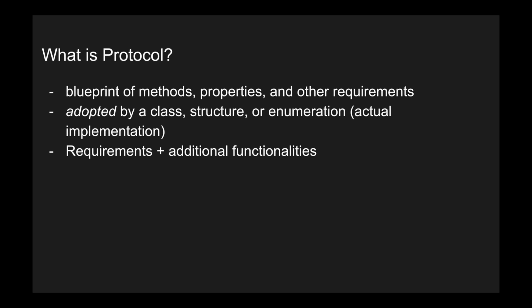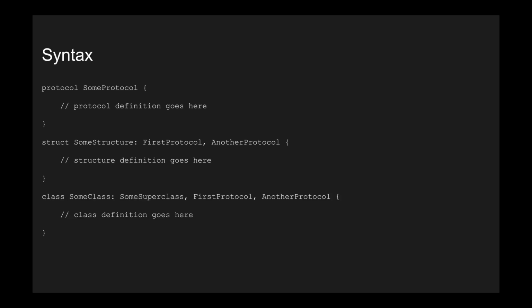So you can basically provide the requirements that any conforming class will adhere to, as well as provide additional functionalities by extending the protocol. This is the syntax we are going to follow: the keyword protocol, and after that the name of the protocol. If you are going to adopt it using a struct, you use the keyword struct, the name of the structure, and then the list of protocols it is going to conform to.